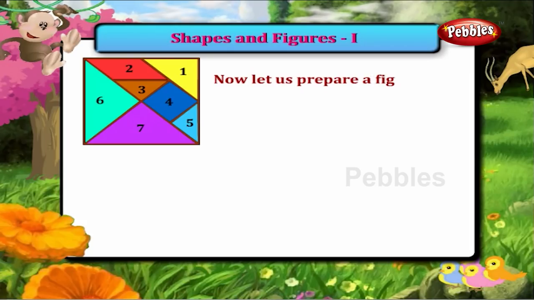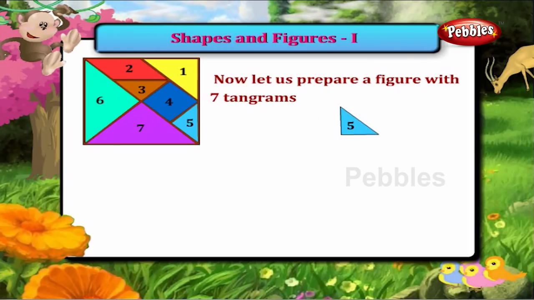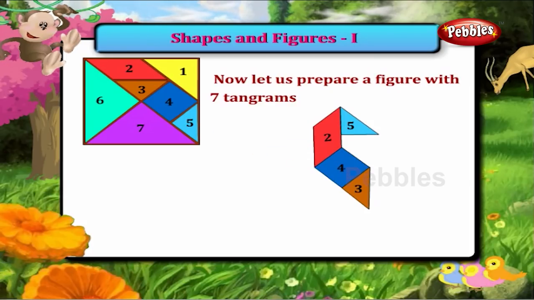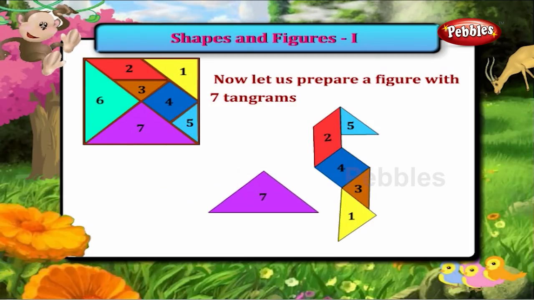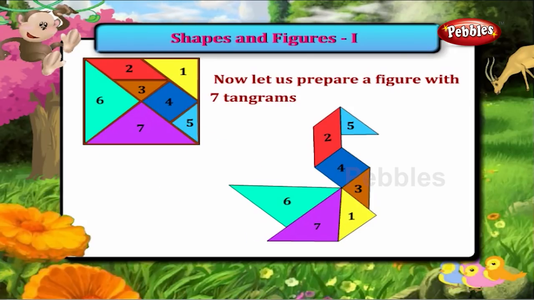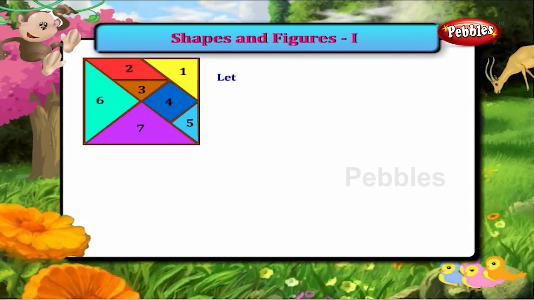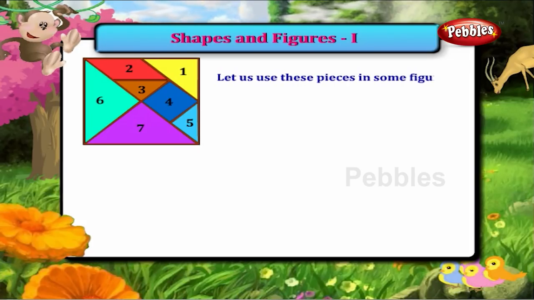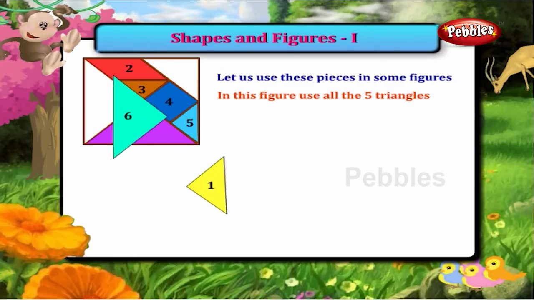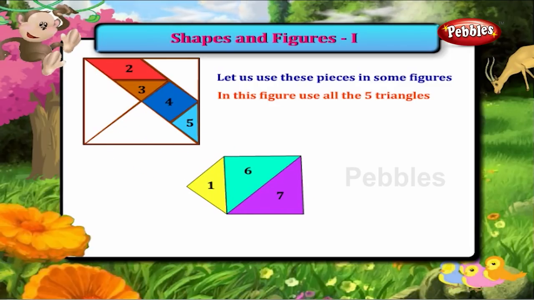Now let us prepare a figure with seven tangrams. 1, 2, 3, 4, 5, 6, and 7. Let us use these pieces in some figures. In this figure, use all the five triangles. 1, 2, 3, 4, 5.